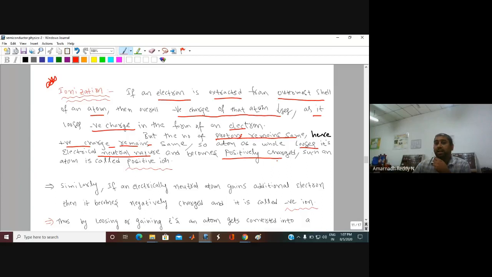Earlier we discussed that an atom is electrically neutral in nature. But what happens if you apply any energy? Within that small instant, it loses its outermost electron, so obviously it loses negative charge. The positive protons remain the same, so it becomes positively charged, because protons are more than the remaining electrons, since we lost the valence electron. Such an atom is called a positive ion.